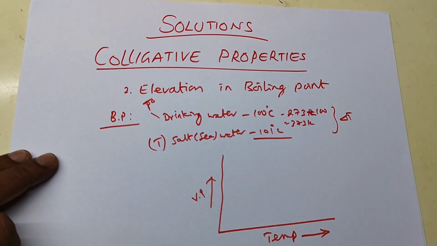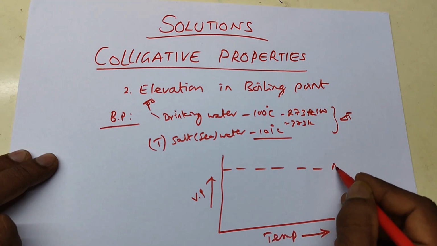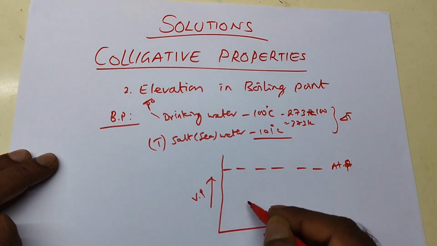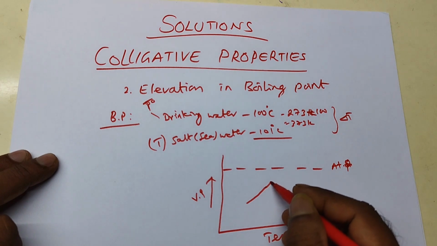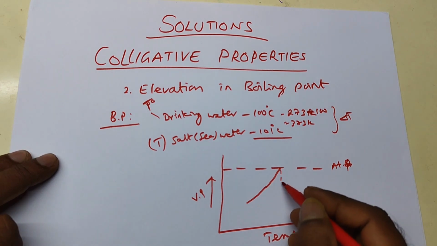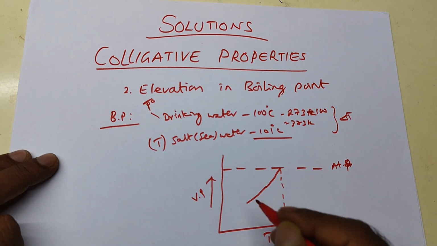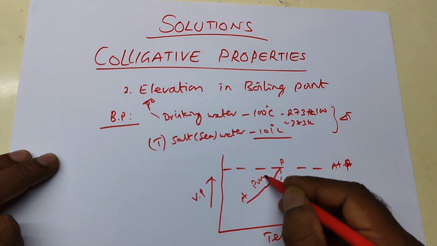If we represent this graphically, temperature increases on the x-axis and vapor pressure increases on the y-axis, and this is called atmospheric pressure. Suppose you have a pure solvent. The boiling point is when the vapor pressure of the liquid touches the atmospheric pressure, and that temperature you note down is called T naught. So this is the graph for the pure solvent.